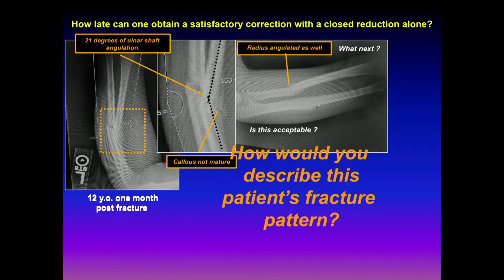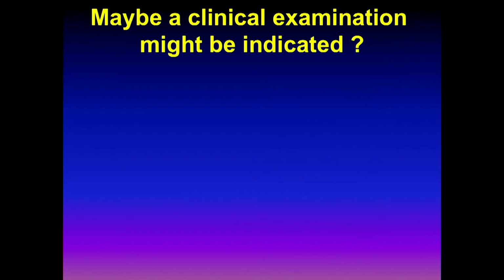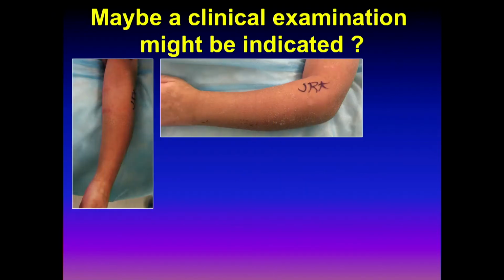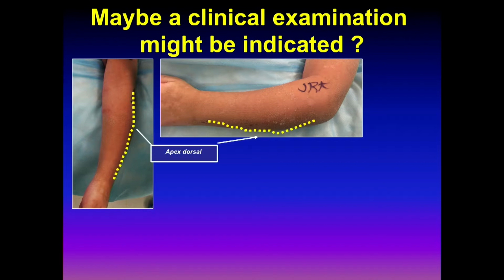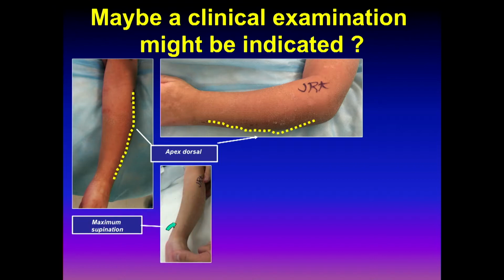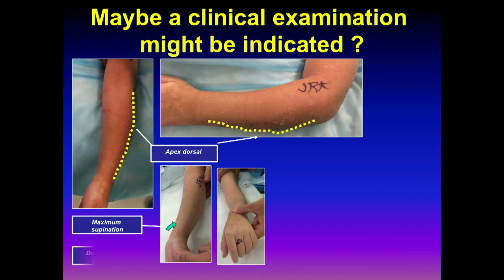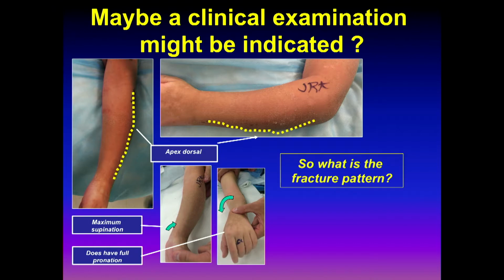So how would you describe it? Well, how about a clinical exam? What do we got here? Apex where? Dorsal. And what's the rotation? Pronation. That's right. So how are you going to manipulate this one? Reverse the deformity. That's right. So he had full pronation but very little supination, and so that was an apex dorsal pronation.